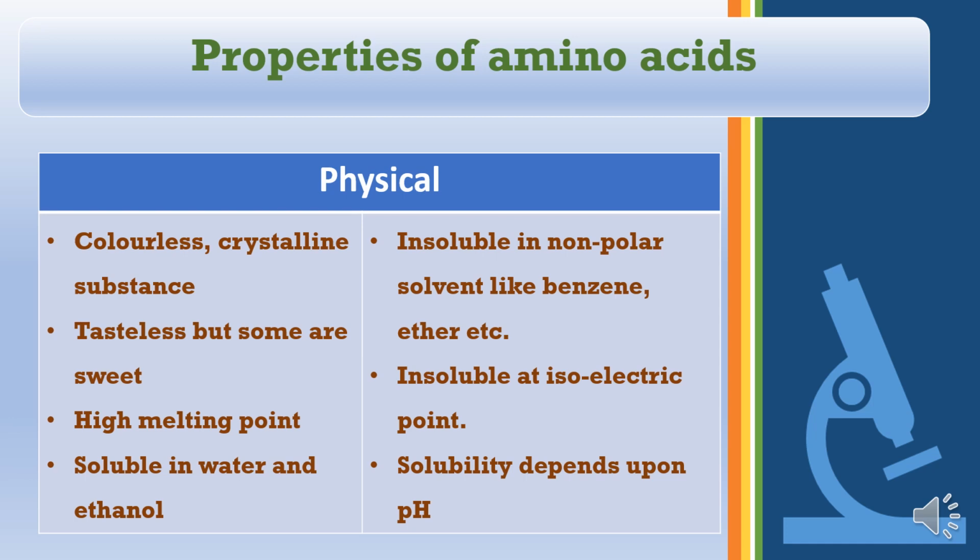Amino acids are soluble in water and ethanol, that is, polar solvents, and insoluble in non-polar solvents like benzene, ether, etc. Amino acids are least soluble at the isoelectric point. The isoelectric point, or isoionic point, is the pH at which the amino acid will not migrate in an electric field. That is the pH at which the amino acid is neutral. The zwitterion form is dominant.